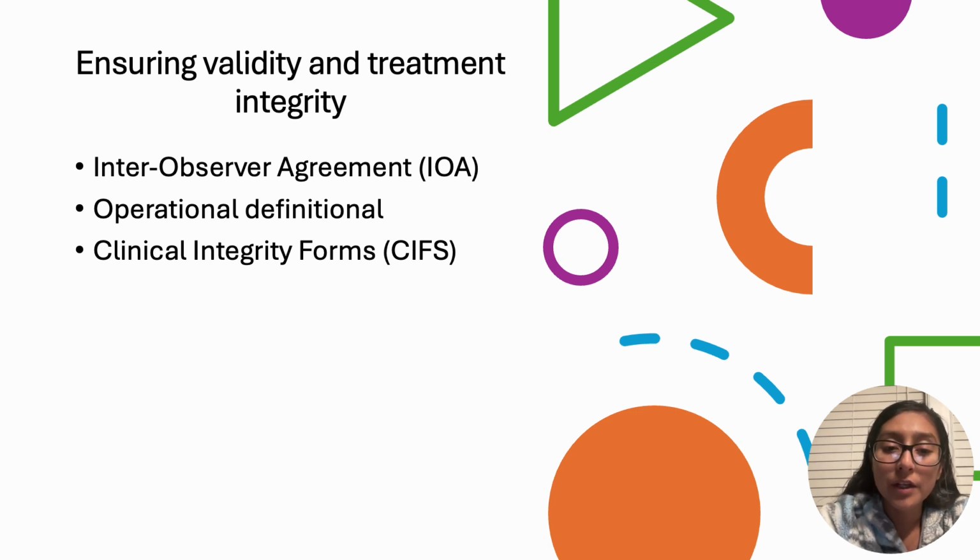Another way is by ensuring the operational definition is clear. The operational definition describes behaviors that are observable and measurable. Another way is clinical integrity forms, CIFs. This is a permanent product that measures if the member is correctly implementing the intervention. It is a list of the steps involved in performing the treatment and records whether each step was being performed correctly.